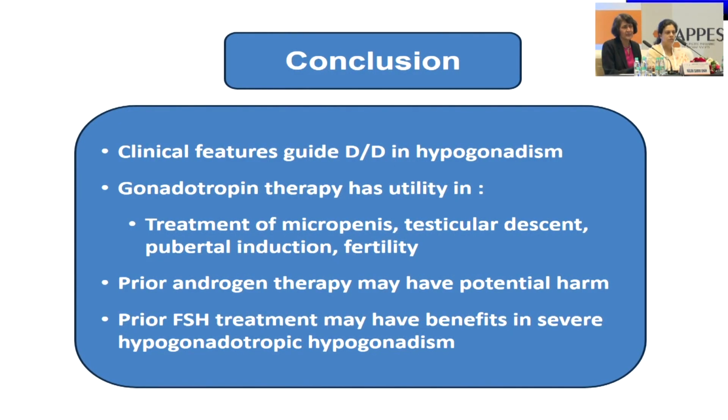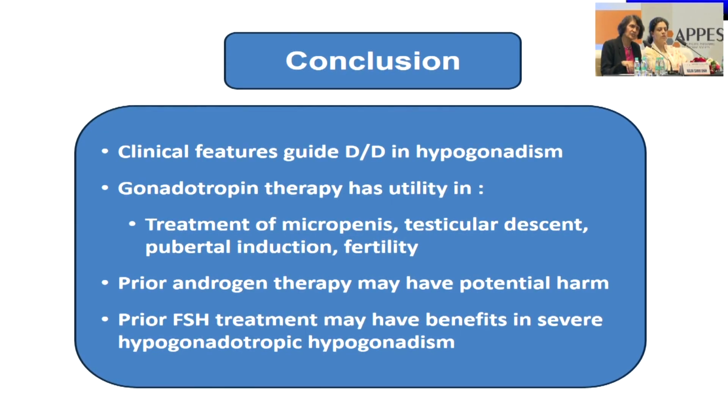So to conclude, clinical features are a very good guide in differentiating different etiologies, which will be essential to guide the management of these group of individuals. If we confirm that it is isolated or part of multiple pituitary deficiencies, which is congenital in origin, then we may consider a gonadotropin-based regime towards treatment of micropenis, resort to non-surgical modality of testicular descent, pubertal induction and fertility.